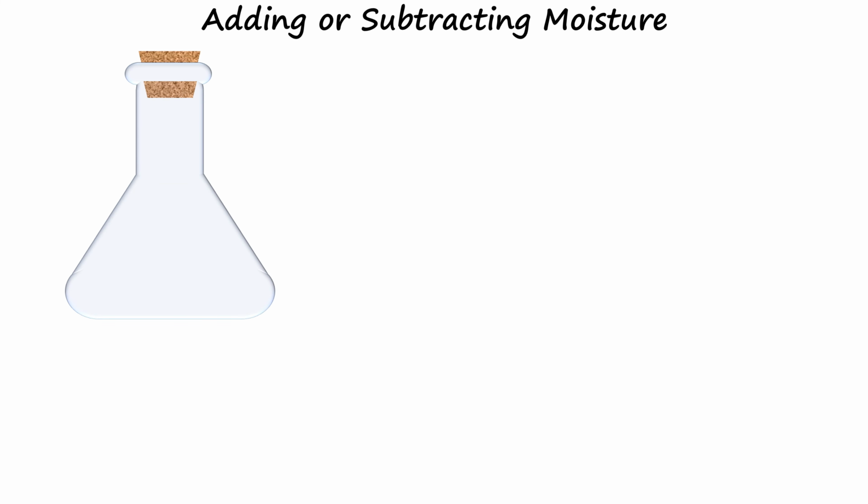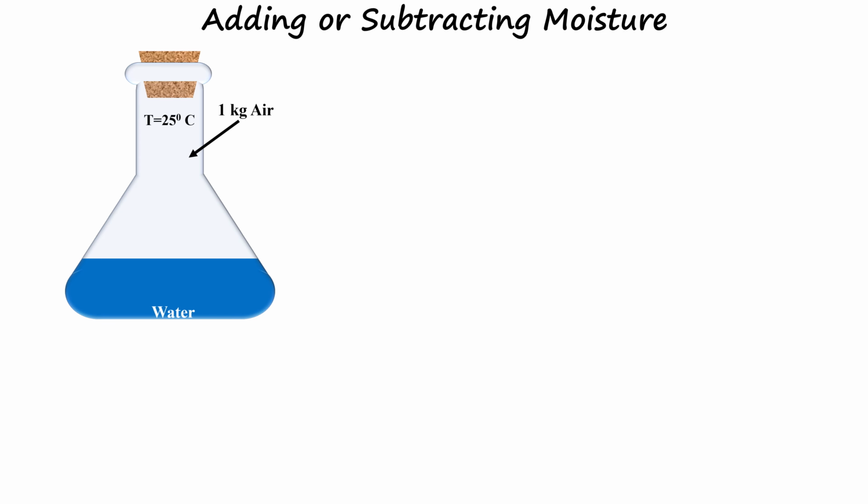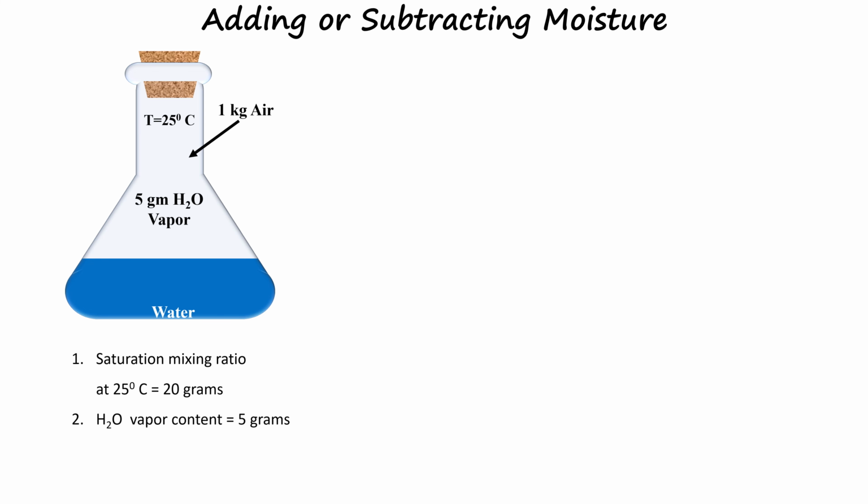Imagine we have a beaker filled with 1 kilogram of air and some water at 25 degrees Celsius. The air inside the beaker contains 5 grams of water vapor. Now, we want to find out the relative humidity. Here's the scoop. According to our handy table, the saturation mixing ratio at 25 degrees Celsius is 20 grams per kilogram. Since we have 5 grams of water vapor in 1 kilogram of air, the relative humidity turns out to be 25%. This means the air is quite dry, only a quarter of its vapor holding potential is being used.